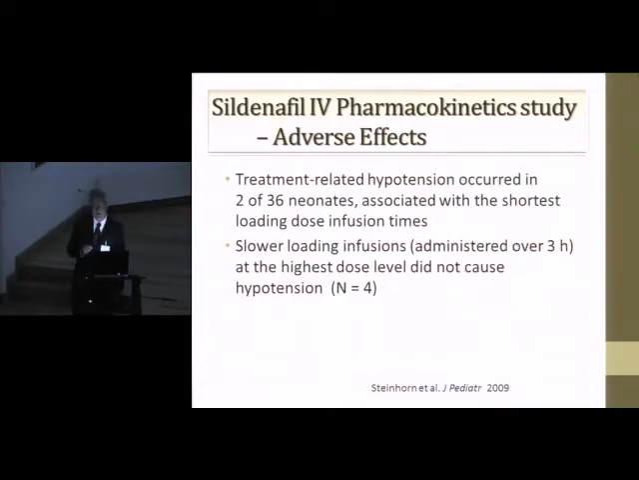Adverse effects. Hypotension, because it's a vasodilator, and even though it's a relatively selective vasodilator, some babies are going to have systemic hypotension. And in this trial, it was 2 of the 36 babies. And these were babies that were treated early on who got the loading doses in the shortest period of time, over minutes, as opposed to over an hour to 3 hours. So the slower loading doses, even those on the higher end, as long as they were administered over a long period of time, in this case 3 hours, did not cause hypotension, but that's only 4 babies.